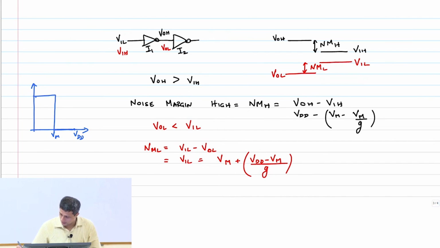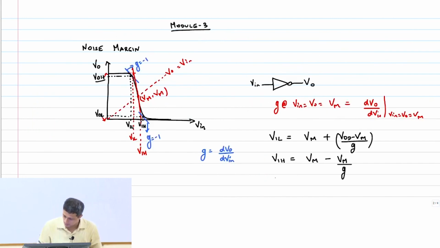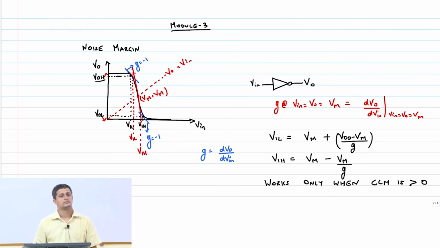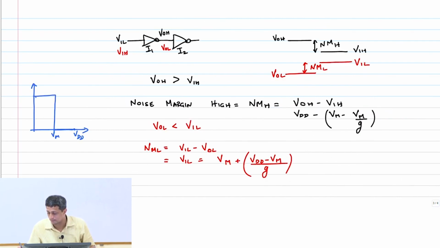So this approximation works only when CLM is greater than 0. This is the limitation that you should understand. When CLM is there, it's a reasonable approximation, because you get a slope at that point, you extrapolate and it works reasonably well. But you cannot do this for a long channel device.